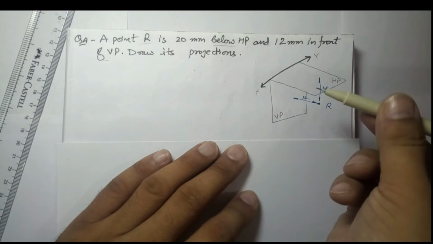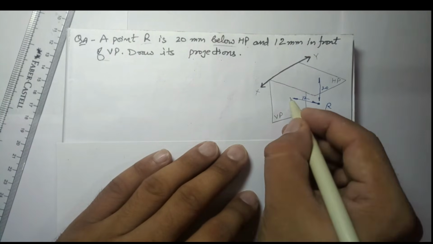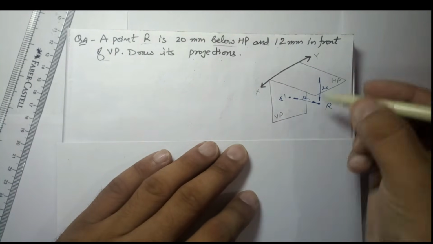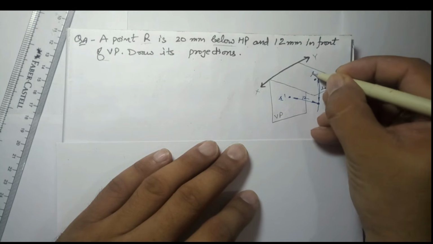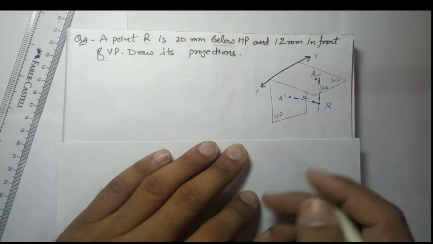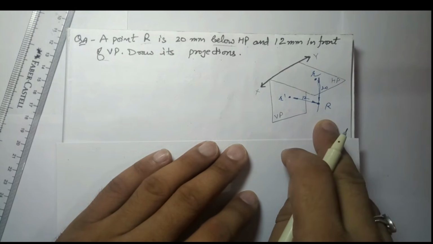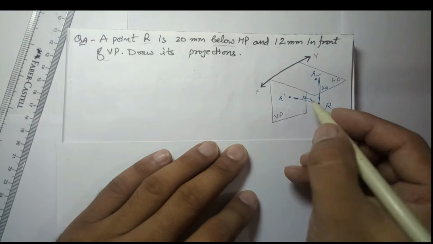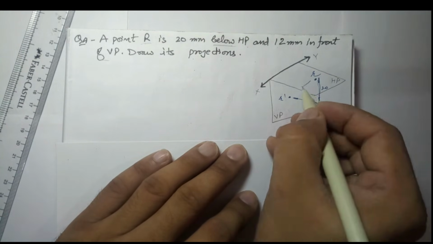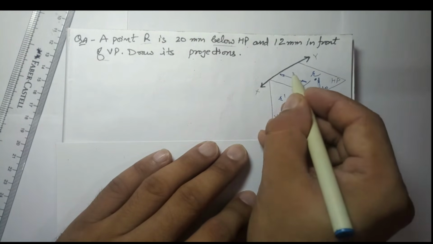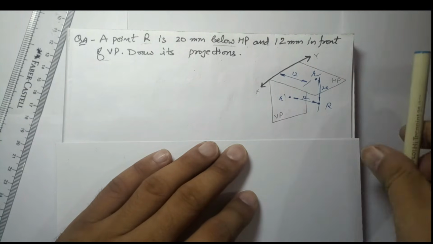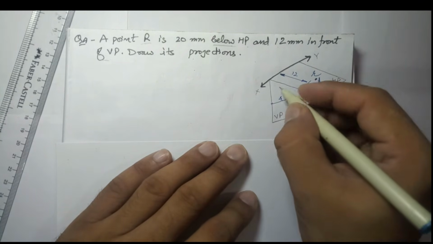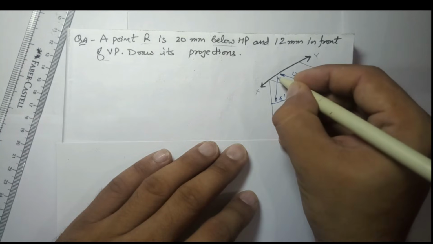Now when you see from this side, for the front view, where will the front view go? Here on VP, small r dash. The top view will be projected upward, here R only. Now this is the 3D solution. I'll talk about the distance also. From the top view you can see this 12 distance from XY, and this 20 distance you can see from XY to the front view.